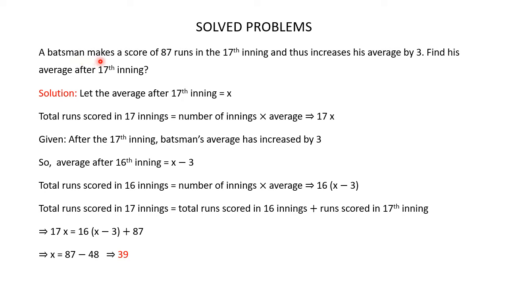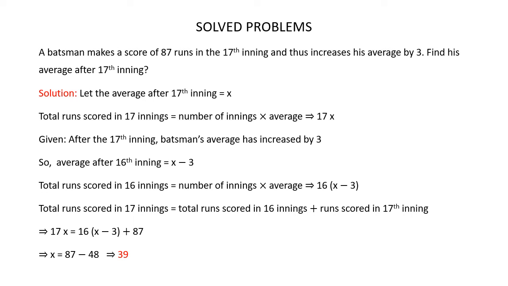A batsman makes a score of 87 runs in the 17th inning and thus increases his average by 3. Find his average after the 17th inning. So we are asked to find the batsman's average after the 17th innings. So let the average after the 17th innings be X. Now total runs scored in 17 innings is equal to number of innings multiplied by average. This is 17 multiplied by X, which is 17x. So total runs scored in 17 innings is 17x.